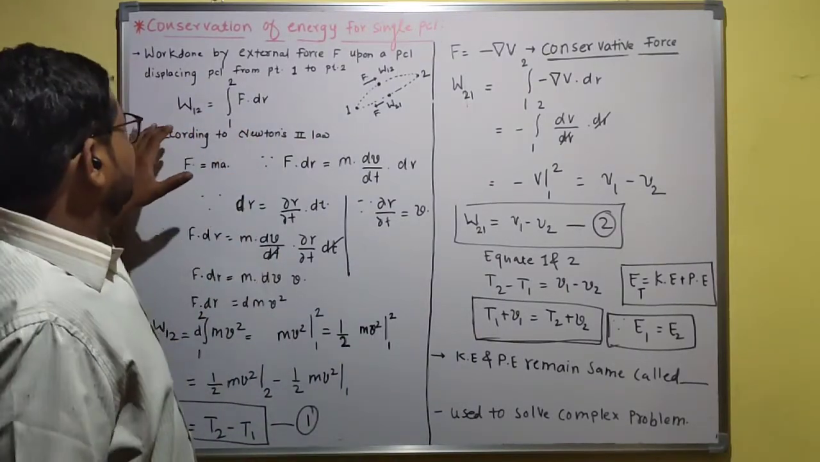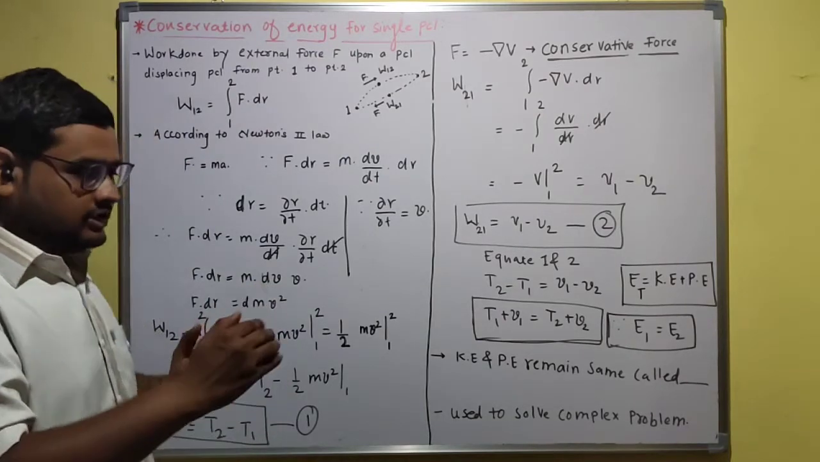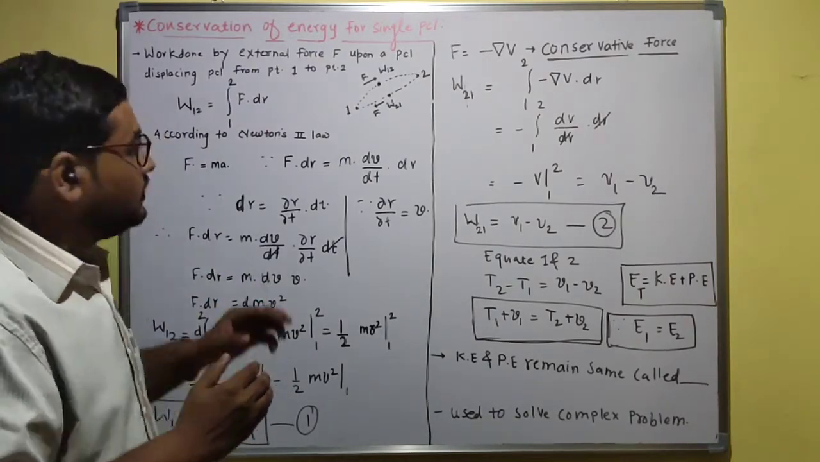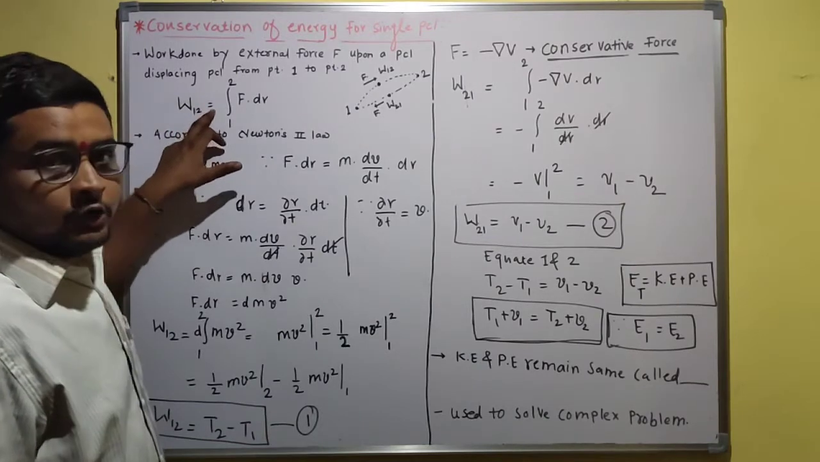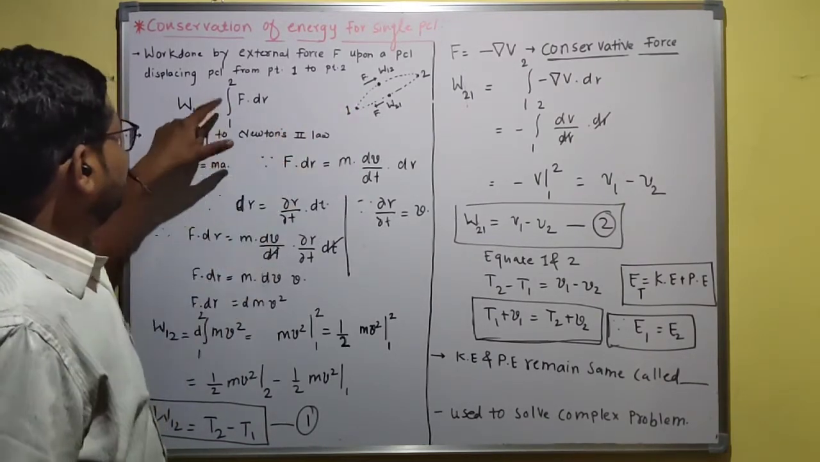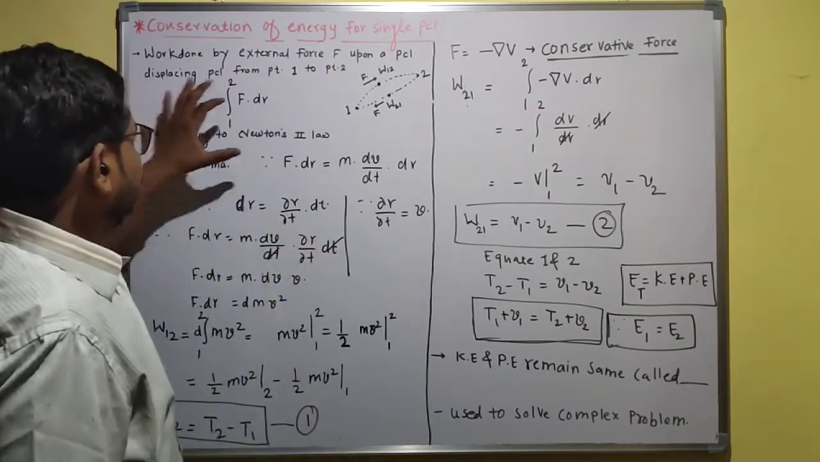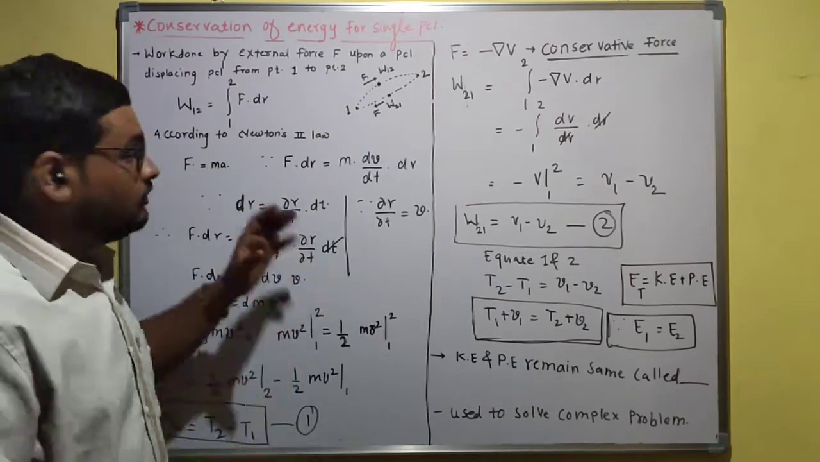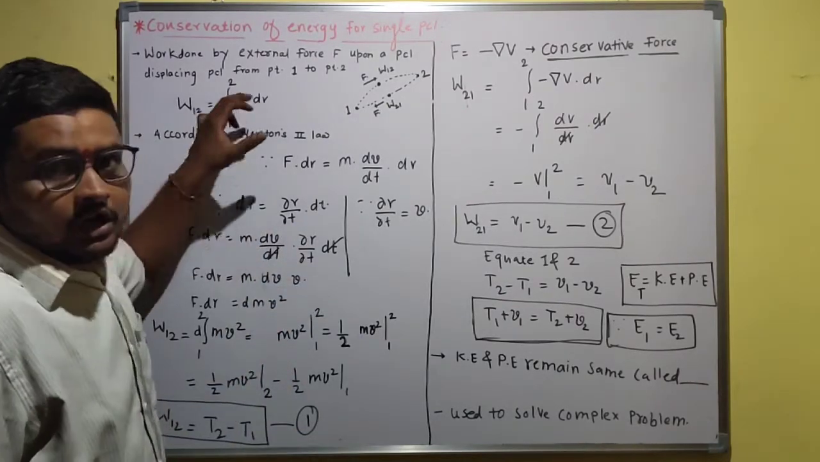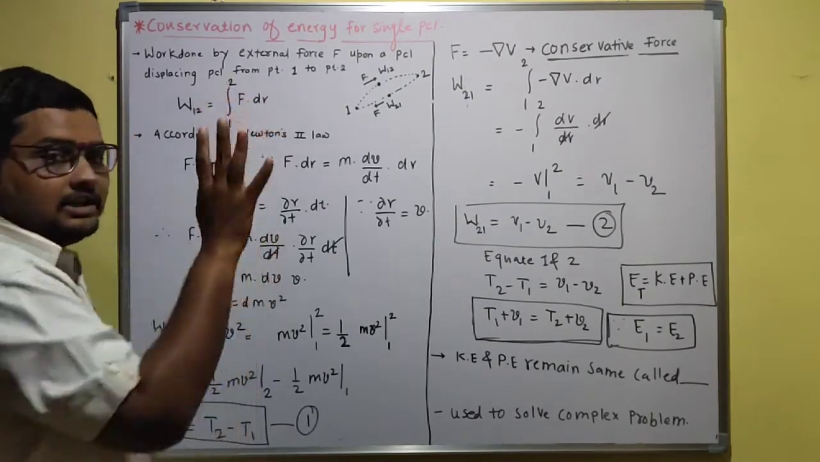That's why the equation is: work done for displacing a particle from point 1 to point 2 is equal to the integral over the path from 1 to 2 of F dot dr. What is meant by work done, and how we have taken the limits 1 to 2, all the things are clear here.